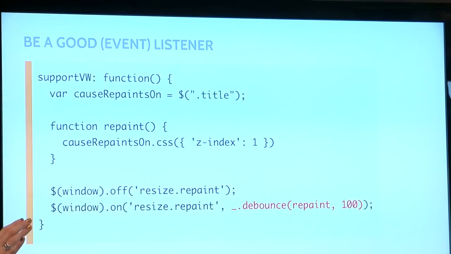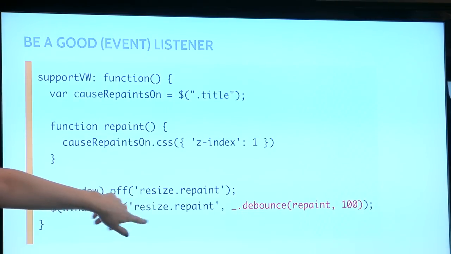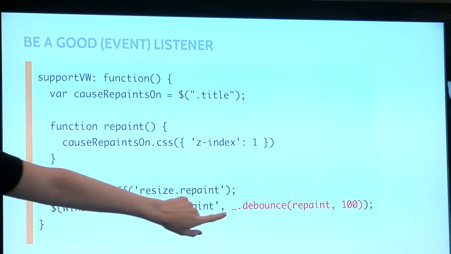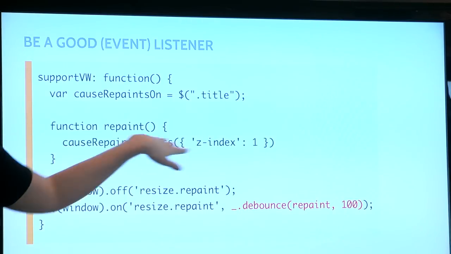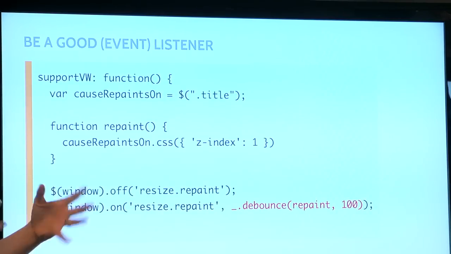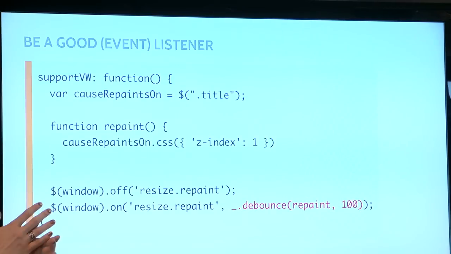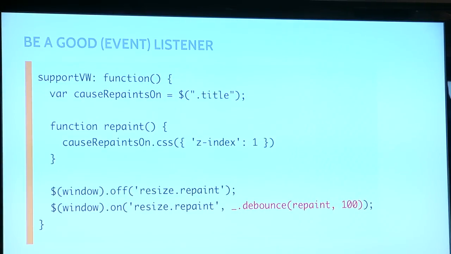A few things are happening here. I have a resize event, and whenever the window is resized, I want to call my repaint function, which basically triggers a redraw on the element, so Chrome will redraw it correctly. So why didn't I just say window.on resize repaint and call it a day?